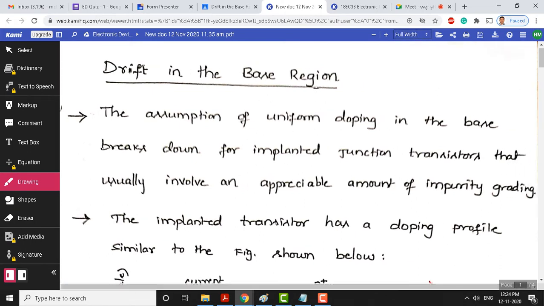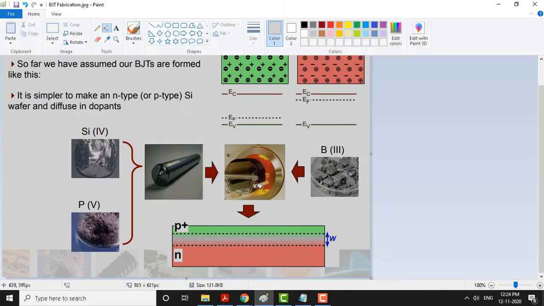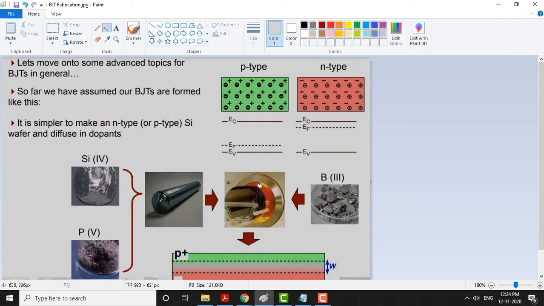Okay. So, before we move on to the drift in the base region, I want to show you the fabrication of the bipolar junction transistor. You all studied the article or case study material that we have passed on to you for the second internal test, which describes the fabrication of BJT.